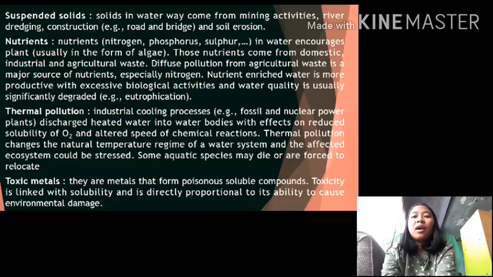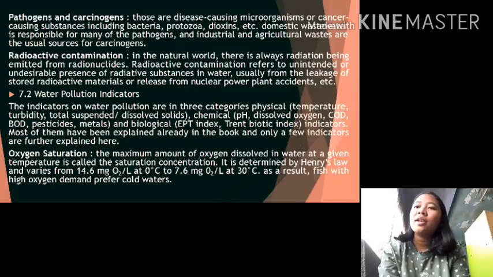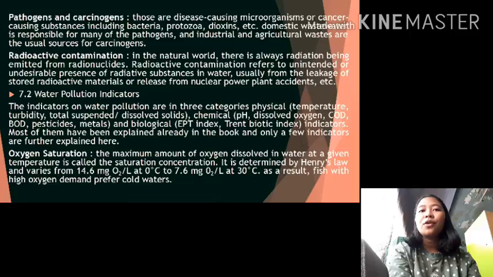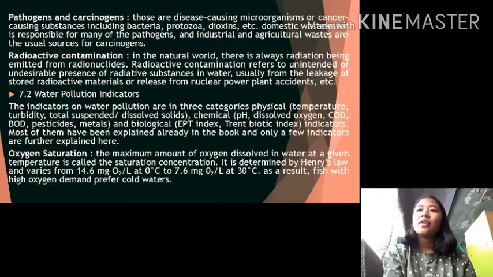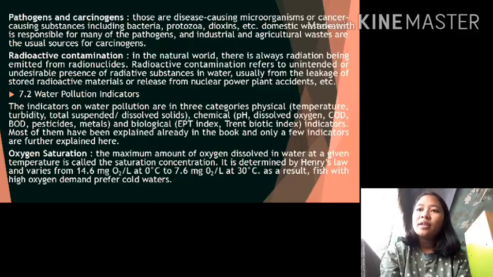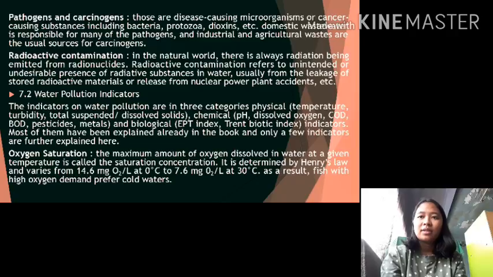Next, toxic metals. They are metals that form poisonous soluble compounds. Toxicity is linked with solubility and is directly proportional to its ability to cause environmental damage. Next, pathogens and carcinogens. Those are disease-causing microorganisms or cancer-causing substances, including bacteria, protozoa, dioxins, etc. Domestic wastewater is responsible for many of the pathogens, and industrial and agricultural waste are the usual sources for carcinogens. Next, radioactive contamination. In the natural world, there is always radiation being emitted from radionuclides. Radioactive contamination refers to unintended or undesirable presence of radioactive substances in water, usually from the leakage of stored radioactive material or release from nuclear power plant accidents, etc.